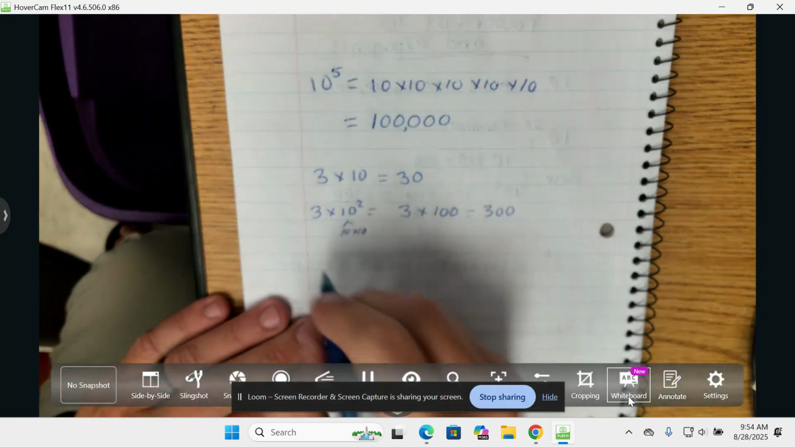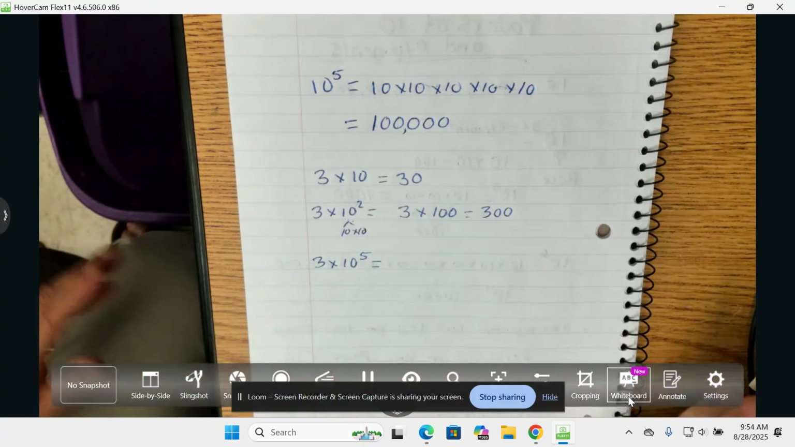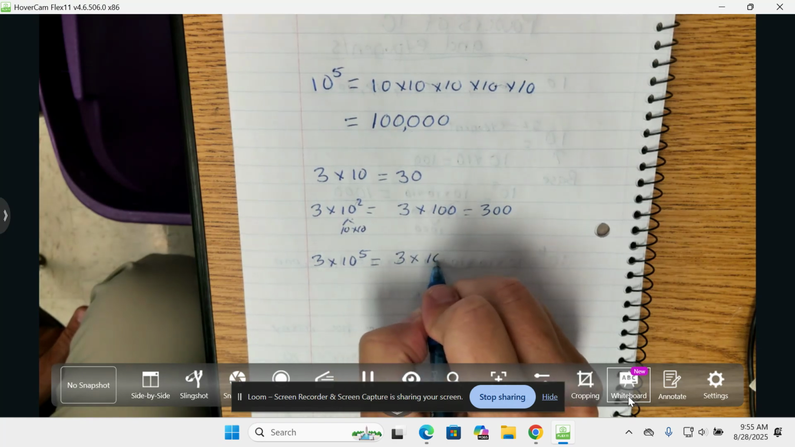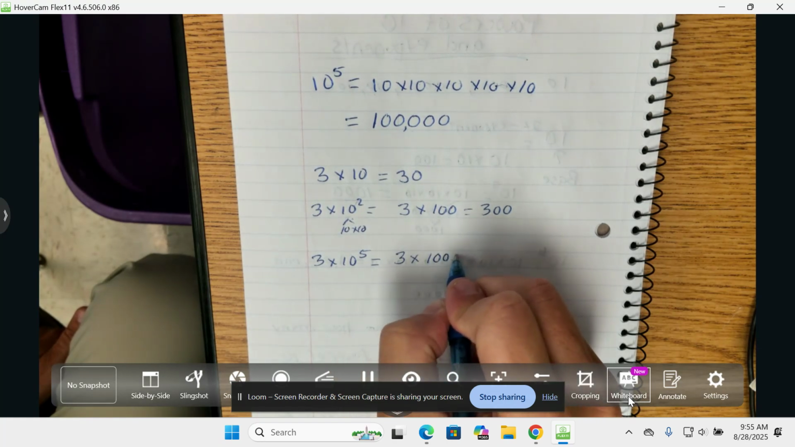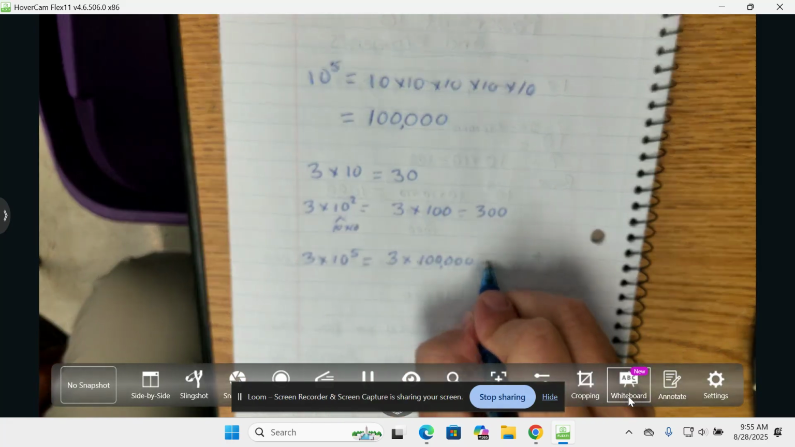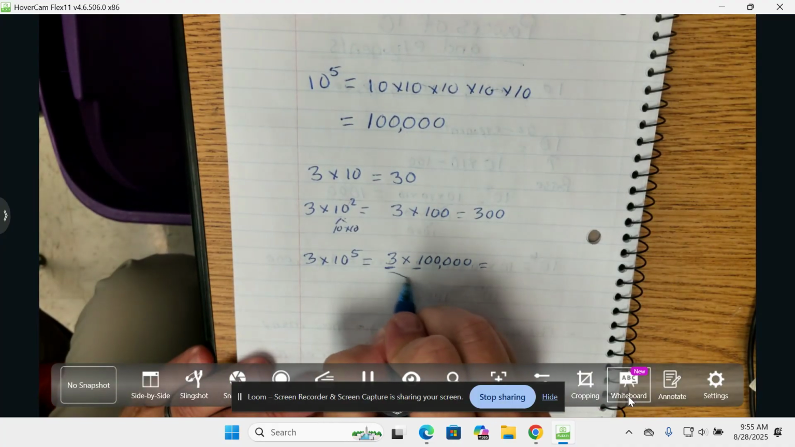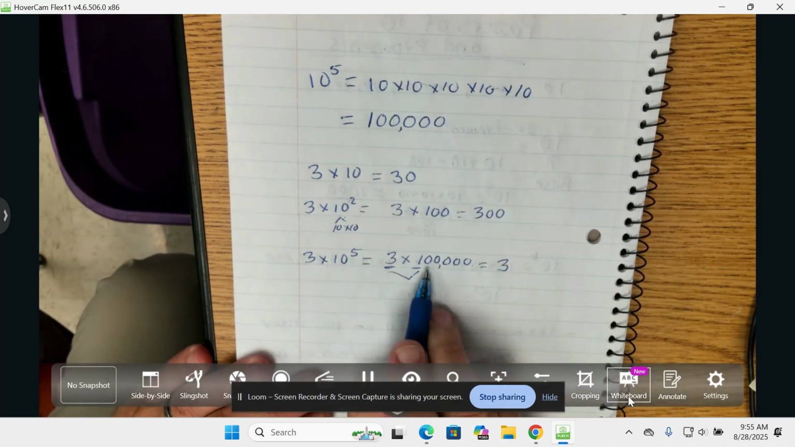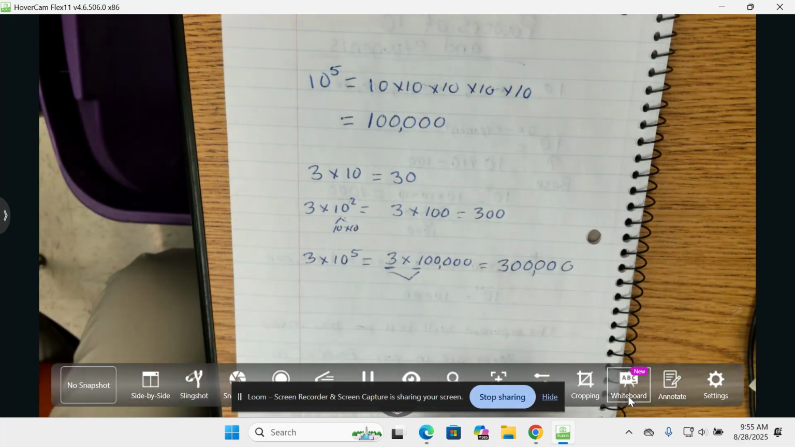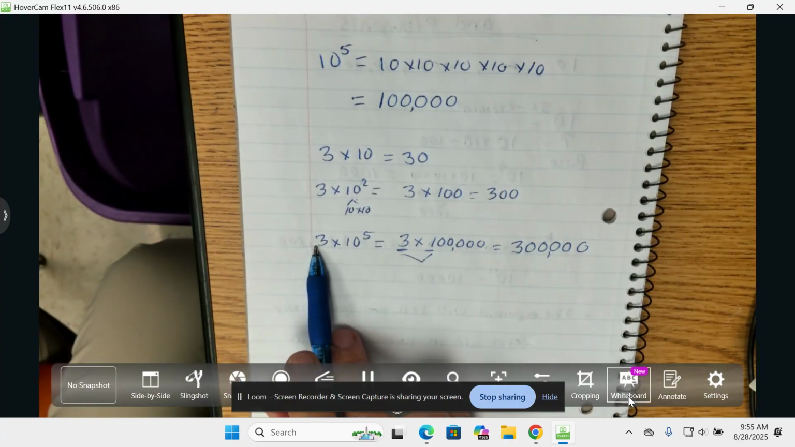Okay, what if I had 3 times 10 to the 5th power? Well, technically, this is 3 times a 1 with 5 zeros. 1, 2, 3, 4, 5. Sometimes you got to slow down and count. And then when you multiply that, what I like to say is find the basic fact. 3 times 1 is 3. And then all the zeros, 1, 2, 3, 4, 5, would be 300,000. So this even works if you're going to multiply by a single digit number.